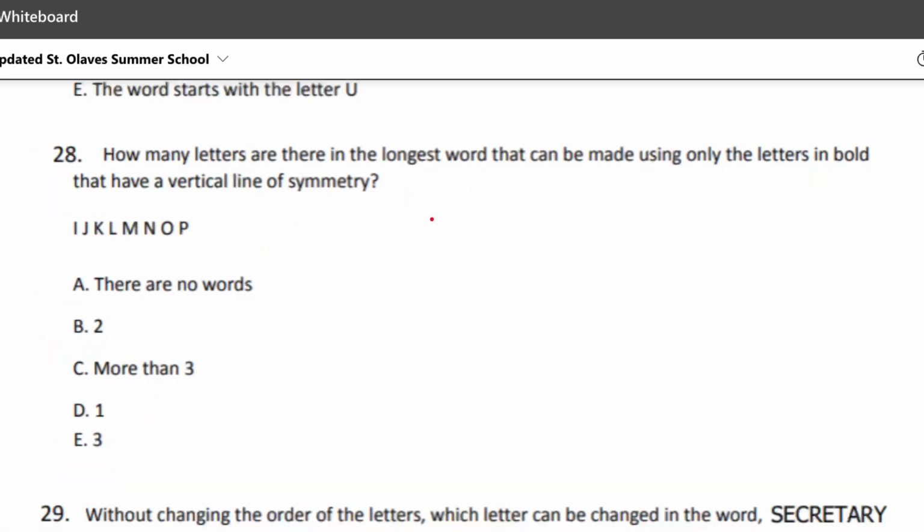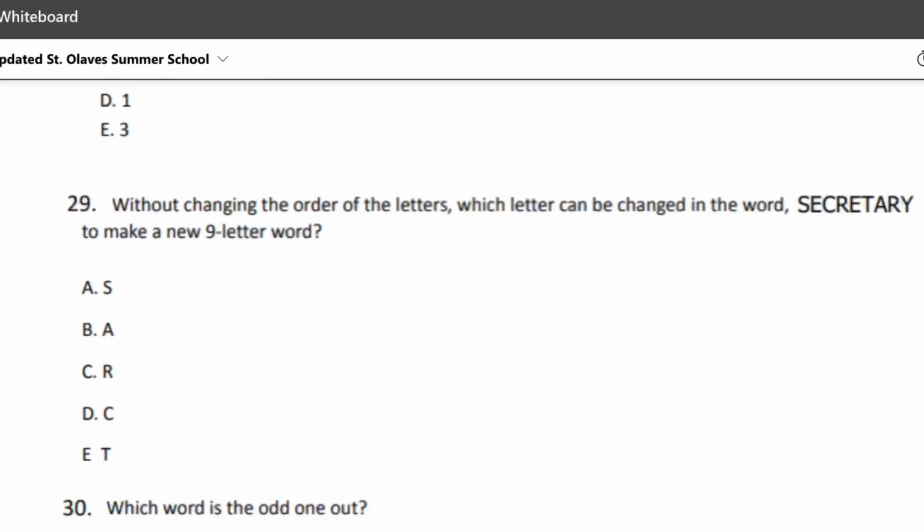Question 28, how many letters in the longest word that can be made using the letters which have a vertical line of symmetry? Vertical line of symmetry, let's highlight them. It's going to be A, M, O, that's it. We have meo, oim. None of these letters can make a word, so the solution is going to be A.